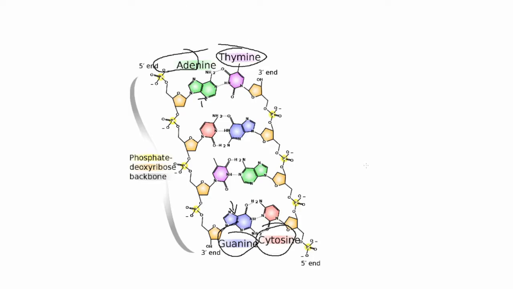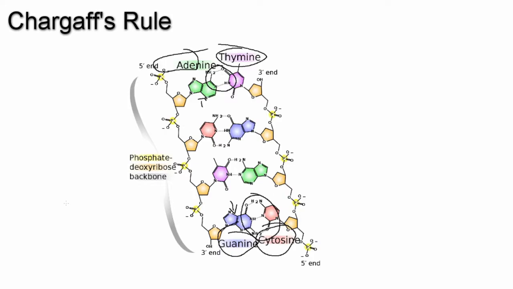The reason adenine only pairs with thymine and guanine only pairs with cytosine is because of their hydrogen bonds right here in the middle. Adenine can only have 2 bonds with thymine, while guanine can do 3 bonds with cytosine, and they cannot mix each other up. This pairing is also known as Chargaff's rule.